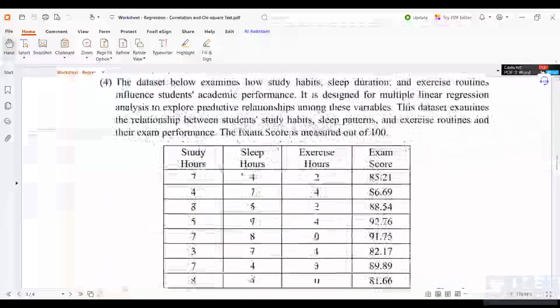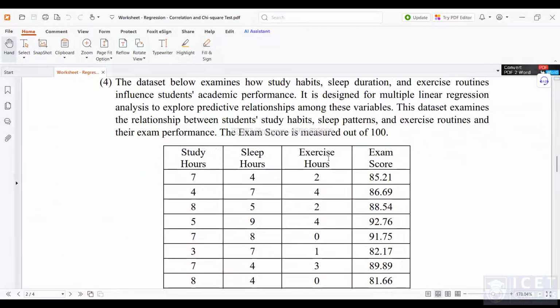The data set below examines how study habits, sleep duration, and exercise routine influence students' academic performance. Therefore, the dependent variable is academic performance, the mean exam score, and these three are independent variables. So this is multiple linear regression, meaning one dependent variable and three independent variables: study hours, sleep hours, and exercise hours. So we need to calculate how study hours, sleep hours, and exercise hours predict the exam score for a student. Therefore, three independent variables and one dependent variable.